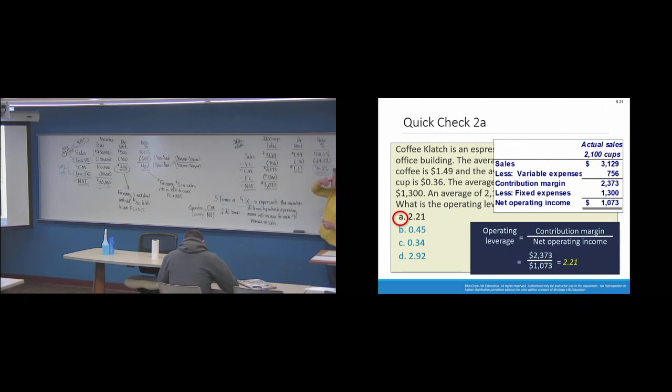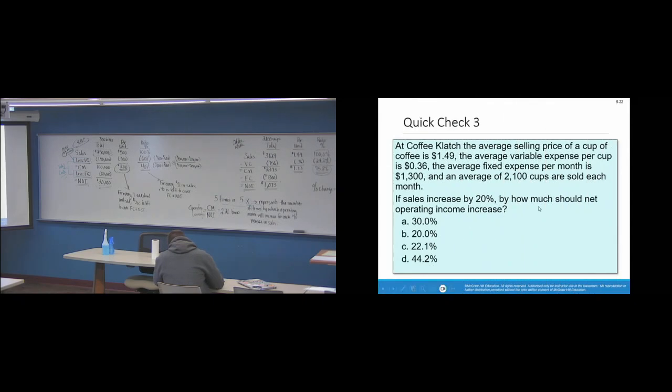And there in the little box, they show you the coffee clutch, part of the template that we already have up here. Contribution margin is 2373. Net operating income is 1073, and that's 2.21. So that means that for every 1% change in sales, operating income should increase 2.21 times.